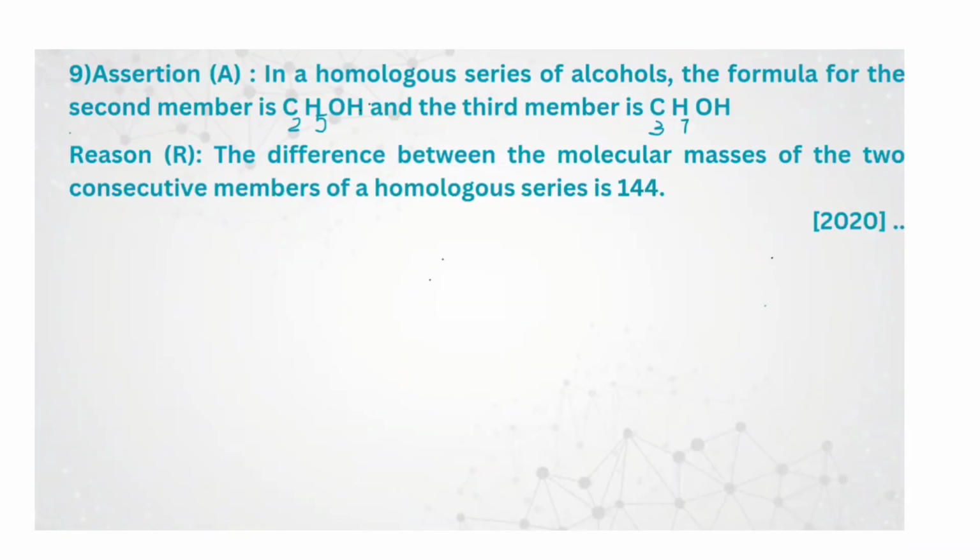Next question, assertion and reason type question. Assertion: In a homologous series of alcohol, the formula for the second member is C2H5OH and the third member is C3H7OH. Reason: The difference between the molecular mass of two consecutive members of a homologous series is 144. Options.